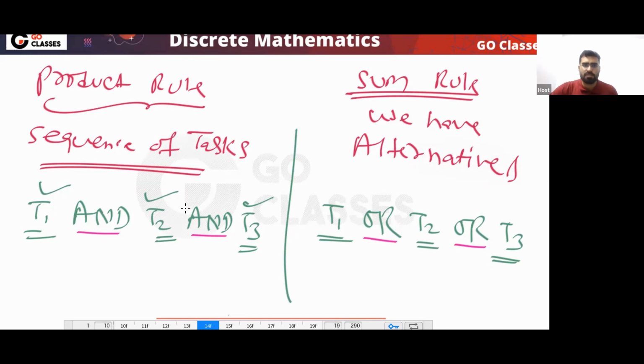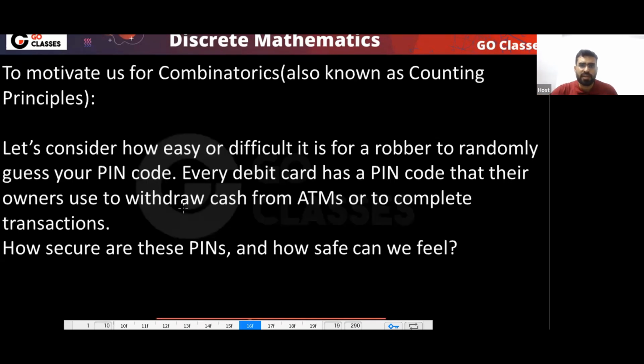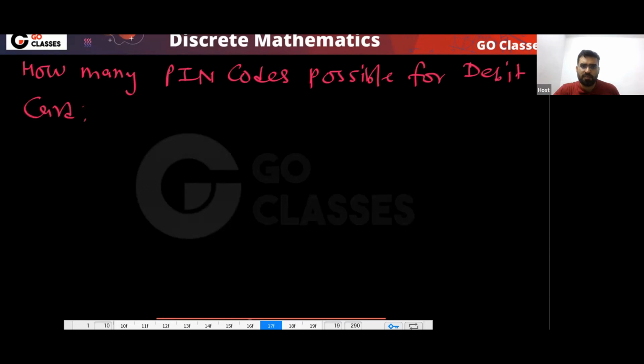Now let's solve this question. Combinatorics is very important. Combinatorics basically means counting; it is the set of counting principles. Now notice how hard it is for someone to guess your pin code. You have a 4-digit pin code for your ATM card. Can anyone tell me how many pin codes are possible for your debit card?